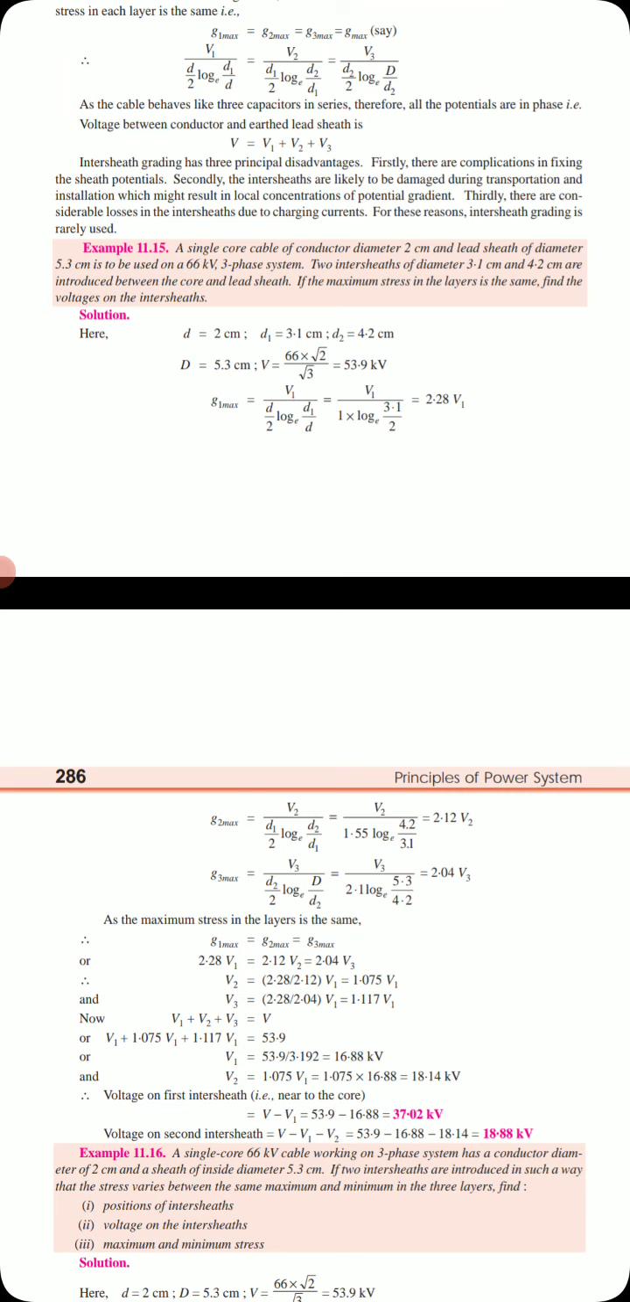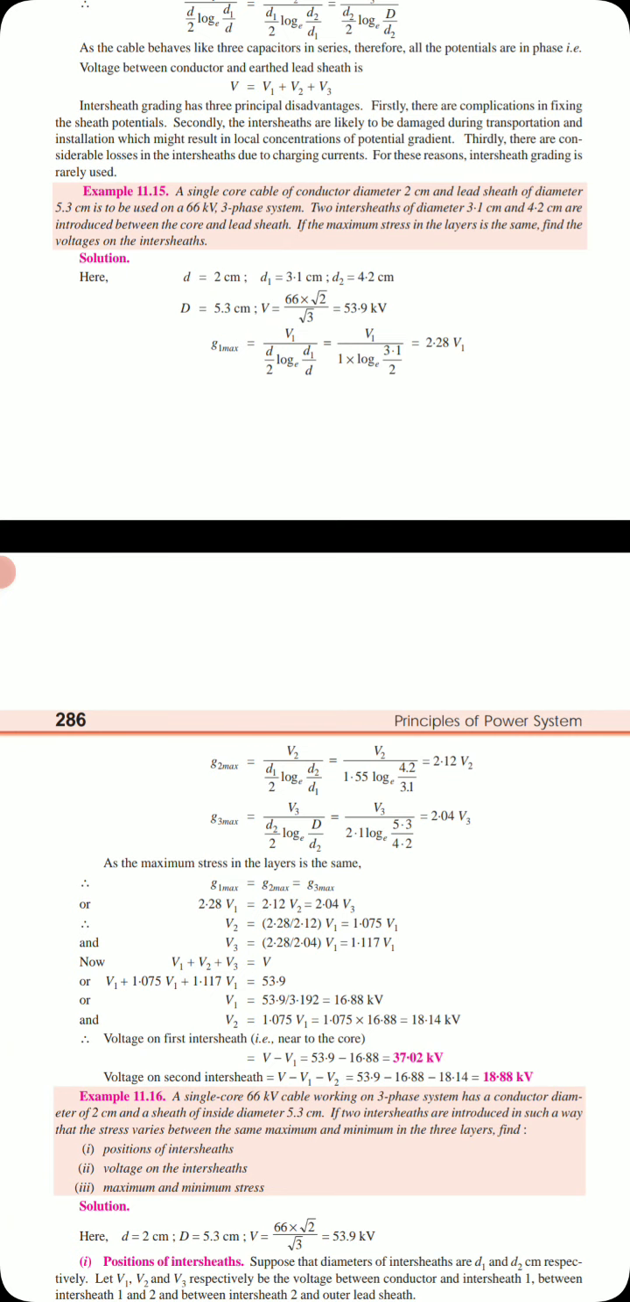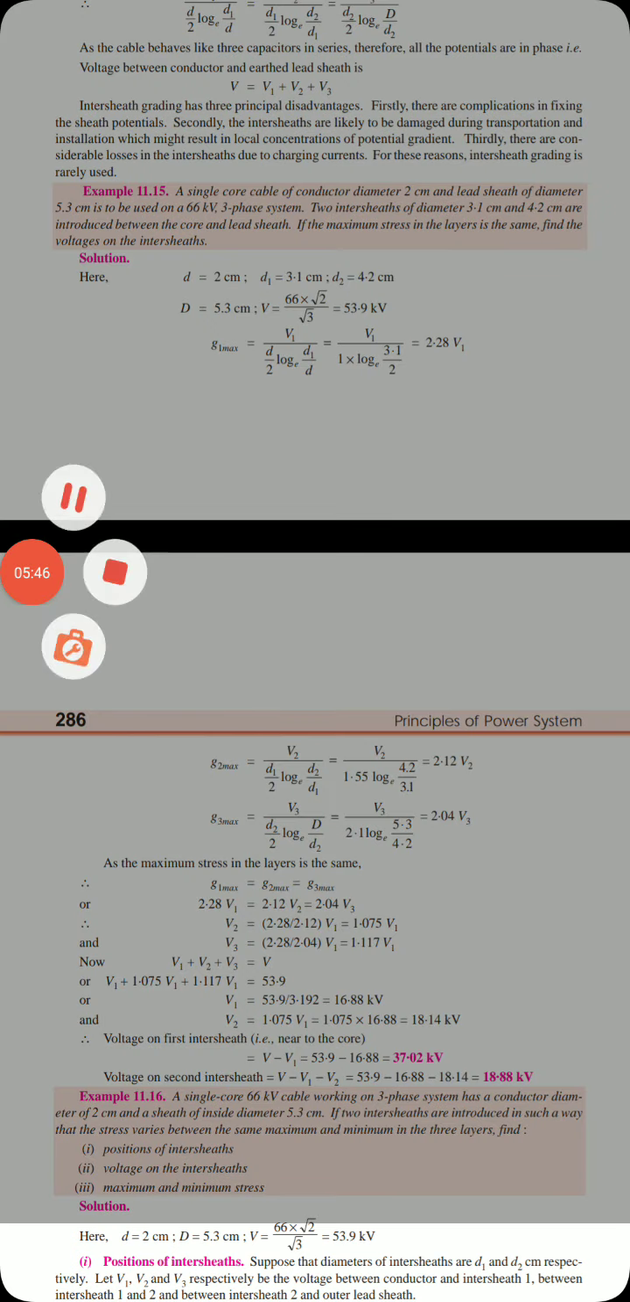So I will get the value, that is maximum V is equal to 3.192 V1, or V1 is nothing but 16.8 kV. So once we know the V1, we can find out V2 and V3 using the simplifications we have done. Voltage on the first intersheath is given by 37.02 kV, and voltage on the second intersheath is given by 18.88 kV. This is a very easy problem you can solve on your own, because here we know that G1 max, G2 max, G3 max are the same. So by equating them, we will get the result.